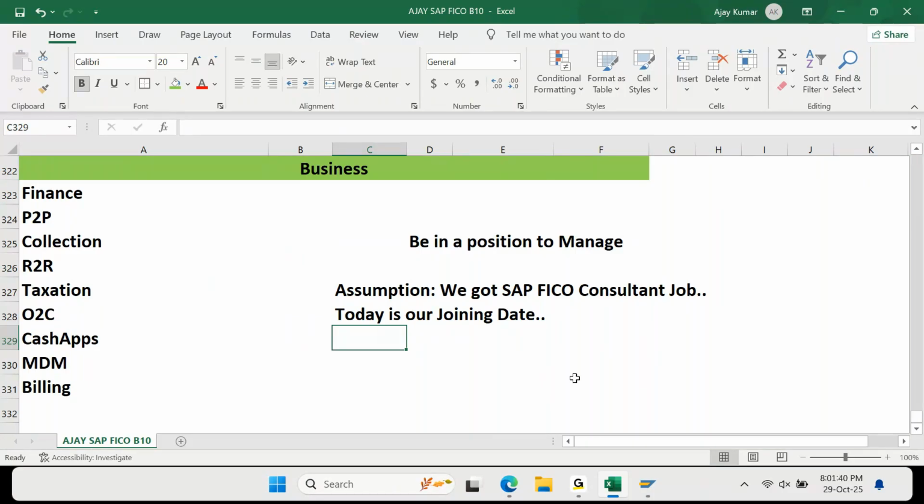Think about this. If I get a job today and I am joining today in a company as a consultant, am I happy or am I nervous? Majority of you will be nervous, because when you go to a company, you do not know who you need to meet, who you need to talk to, because this is your first SAP FICO consulting job. Though we are experienced in some other domain, we have a fear. We don't know what they'll ask us to do.